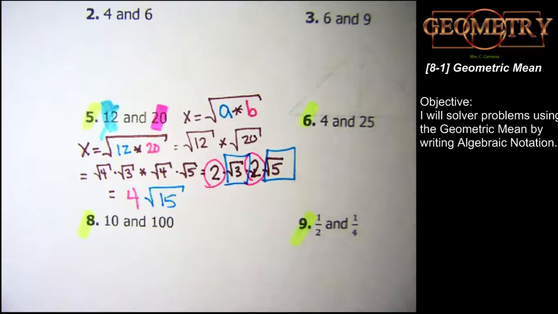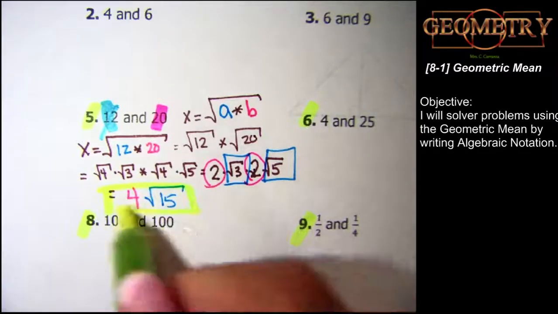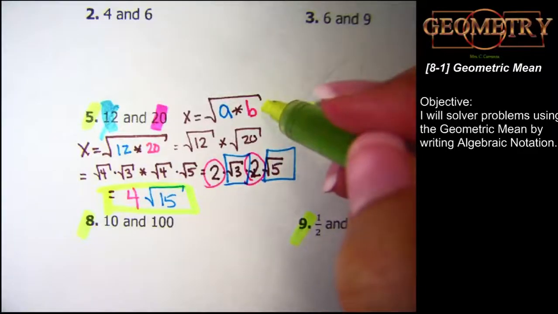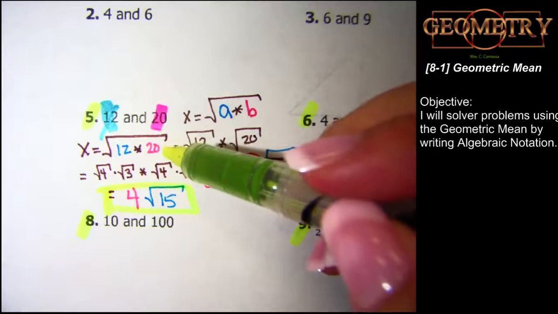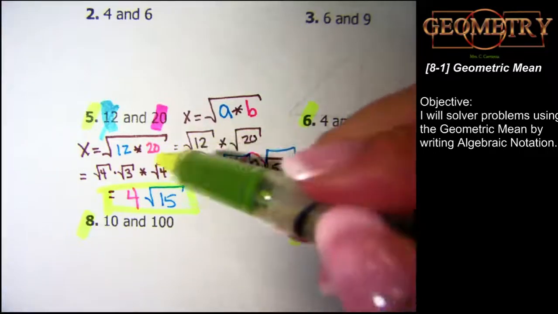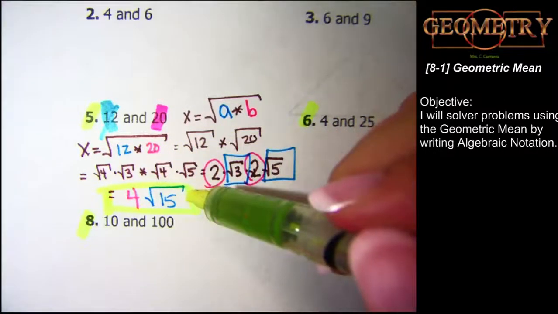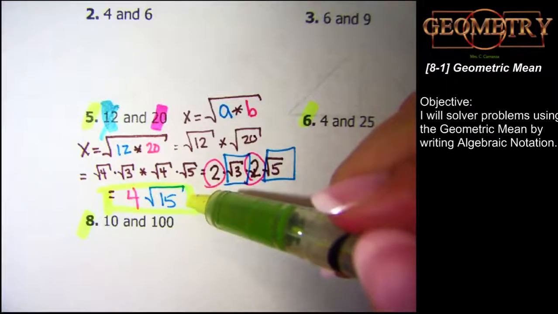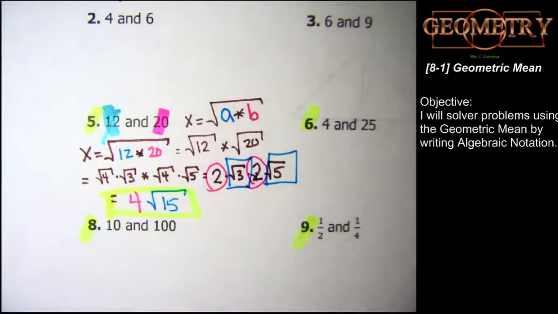Pre-APs, I need to see this, the formula, your substitution, and then whatever work you need to show to get to this final simplified answer. So basically everything.